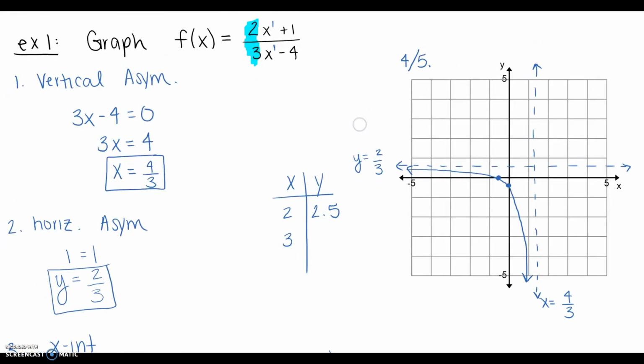Then I can substitute 3 into my equation. You should get about 1.4. And then I'll plot these points. So I'm going to go, when x is 2, y is 2.5. And when x is 3, y is 1.4.